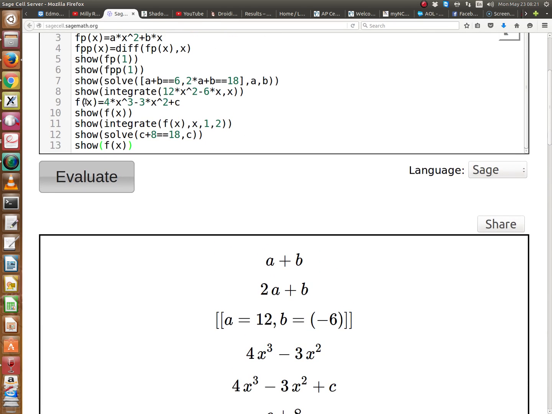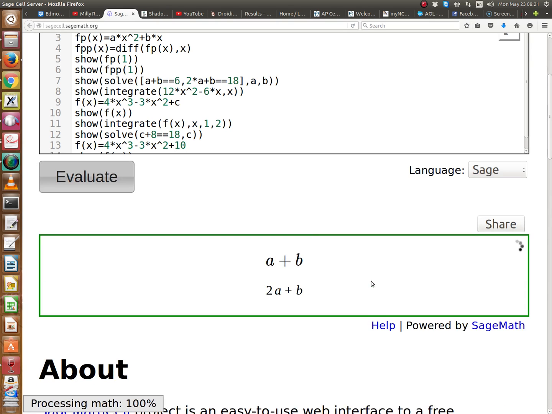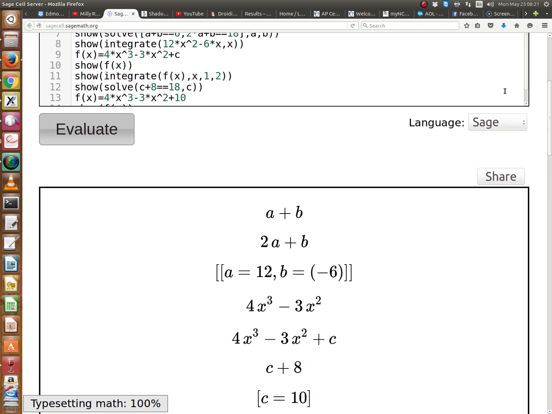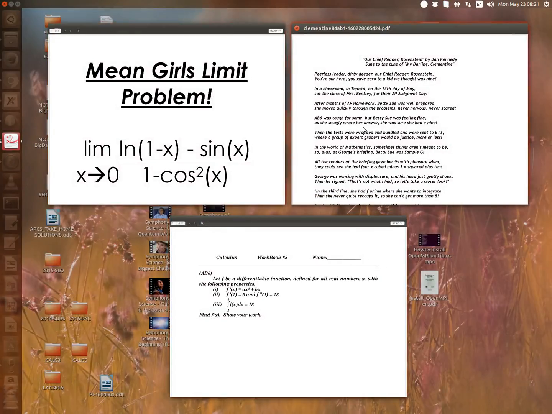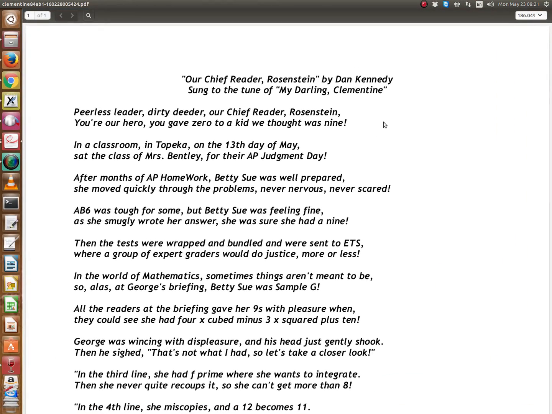How are we going to write this? Just to state the final answer, right? You have to state your answer, don't you? What did we figure out? It's 10, right? There you go. All right, there it is. F of x is 4x cubed minus 3x squared plus 10. All righty. So, shall we sing?